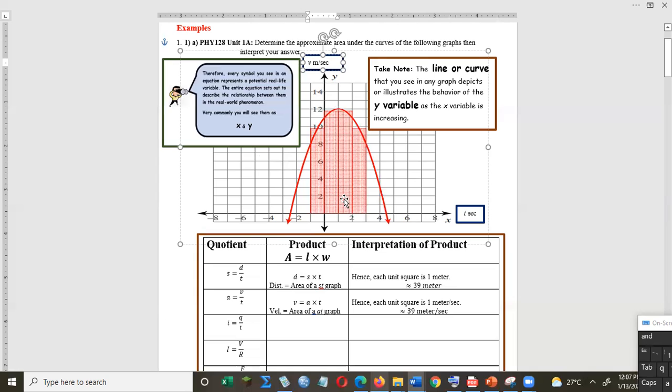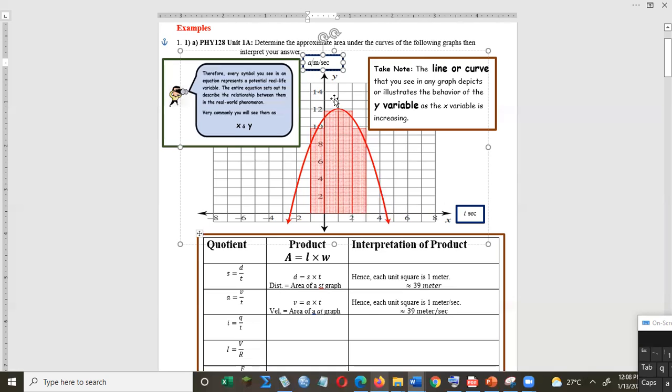But if your y was acceleration, as you can see, y and x are general, but you can define y to be whatever real world phenomenon you are studying, and the x to determine what real world phenomenon you're studying. So if your y was acceleration and your x was time, acceleration times time would give you the area under this curve, which would be interpreted as velocity. So the area under an acceleration-time graph would be velocity, in meters per second.